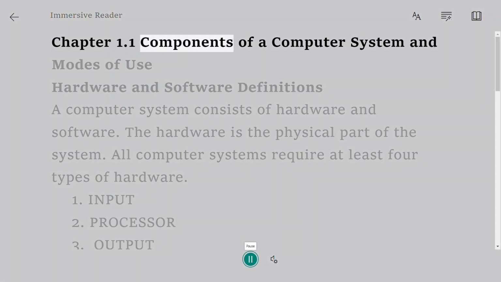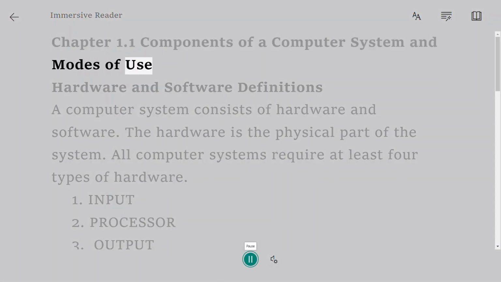Chapter 1.1 Components of a Computer System and Modes of Use.